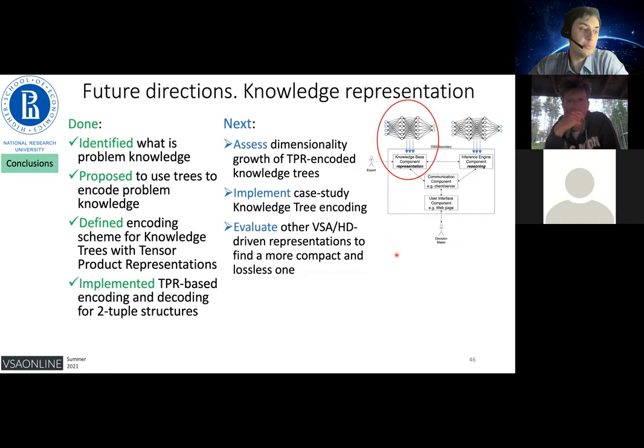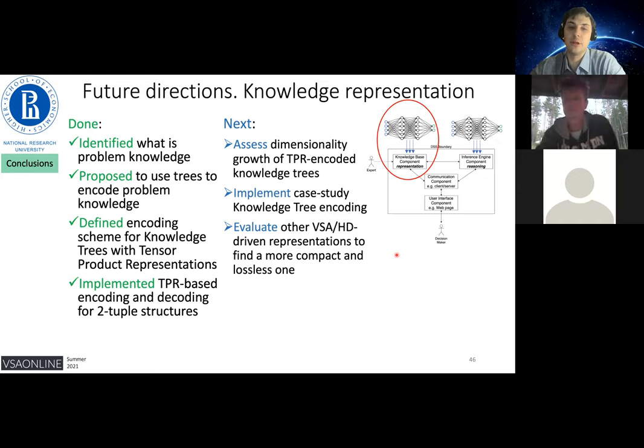So concluding my talk today, what are the future directions? And they are again split into two parts. The first part is knowledge representation. We made some proposal how to represent knowledge trees in a distributed form. But now we need to assess the dimensionality growth of TPR encoded knowledge trees. We all know how dimensionality grows.